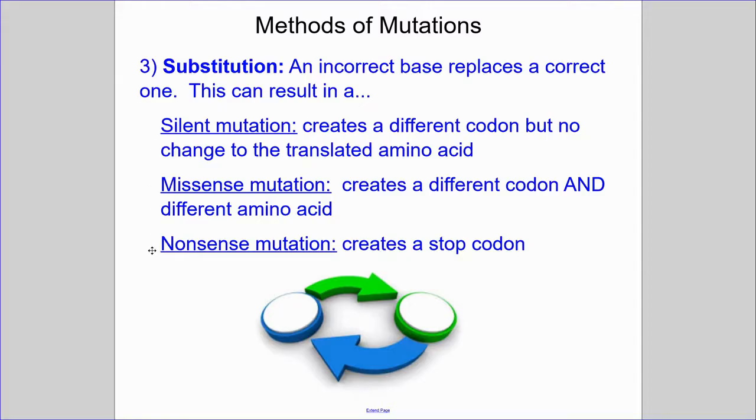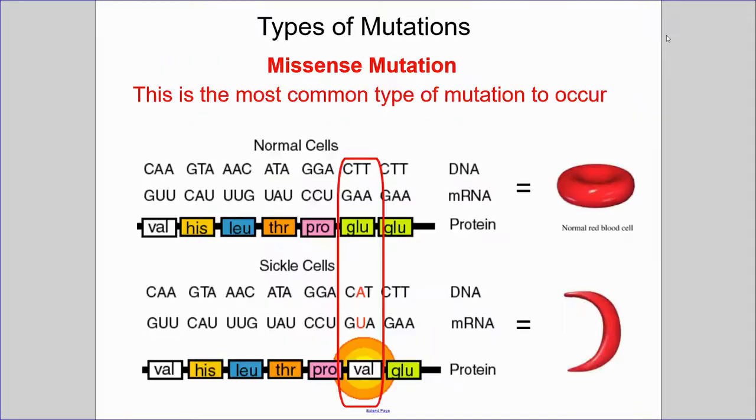So there's three types of mutations that can occur from a substitution. The first is a silent mutation, the second is a missense mutation, and the third is a nonsense mutation. Let's take a look at what those three things are. A missense mutation is the most common type of mutation to occur. So here is our original sequence. The DNA template strand would be this, mRNA would be transcribed into this, and then this would be translated into glutamine right here in our second to last codon.